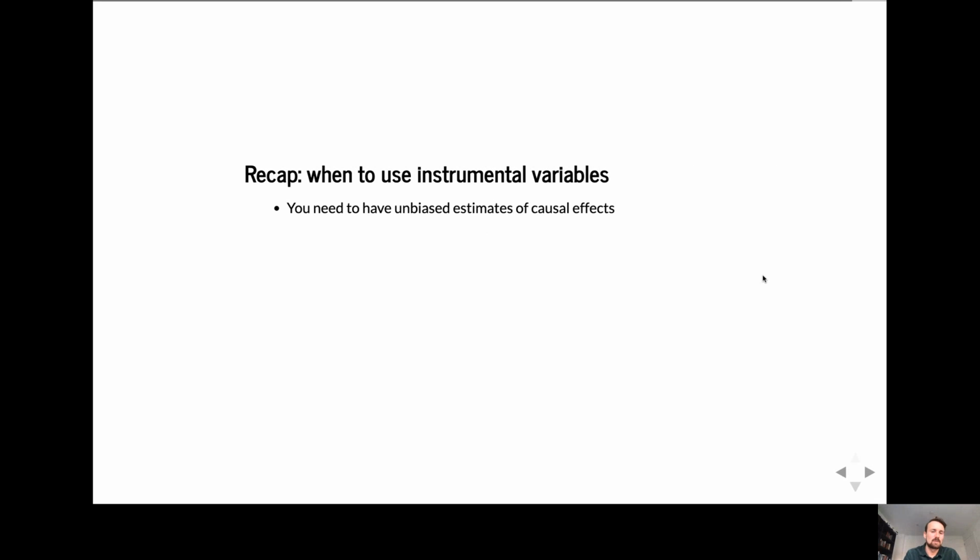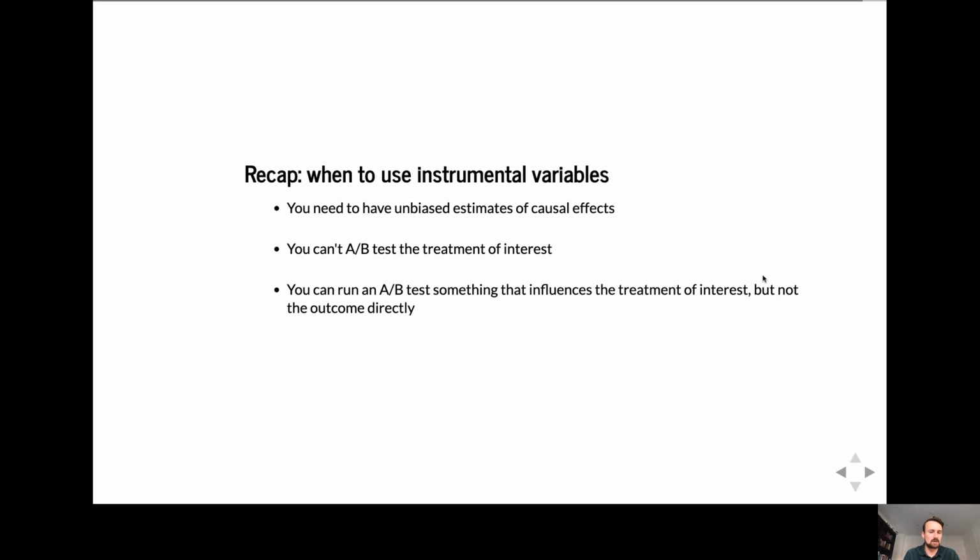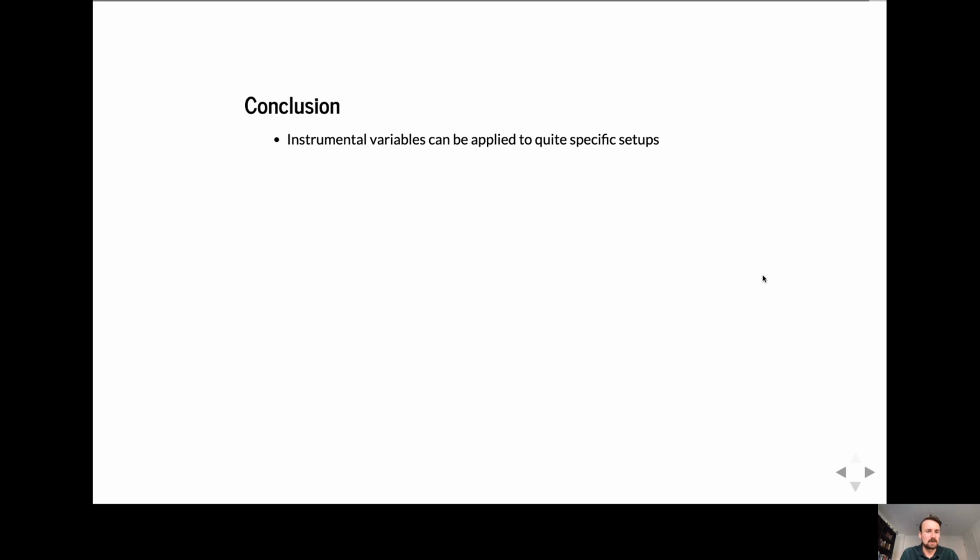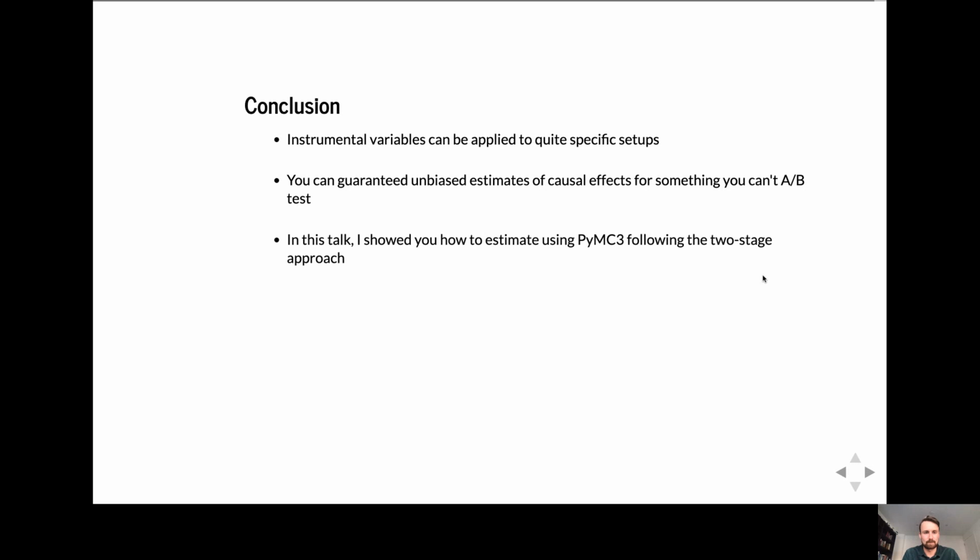Let's do a little bit of a recap. When can we use instrumental variables? When you need to have unbiased estimates of causal effects, you cannot A/B test a treatment of interest, but you can run an A/B test on something that influences the treatment of interest, but not the outcome directly. Also, you're sure you don't just need the results of the A/B test, because what you can A/B test is not in fact the treatment you're looking for after all. To come to a conclusion, instrumental variables can be applied to quite specific setups. However, you can get guaranteed unbiased estimates for causal effects for something you can't A/B test.